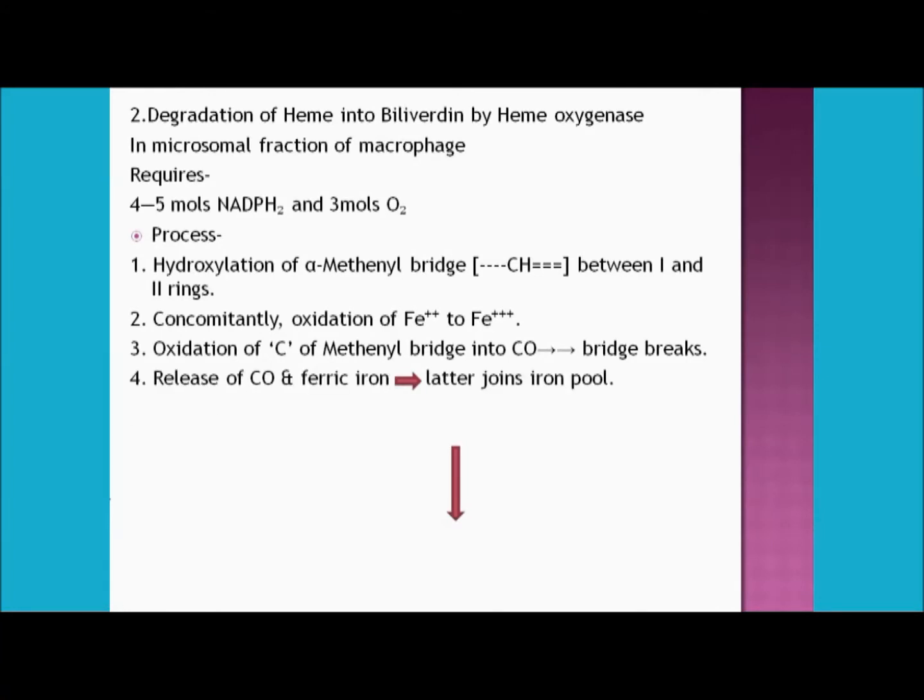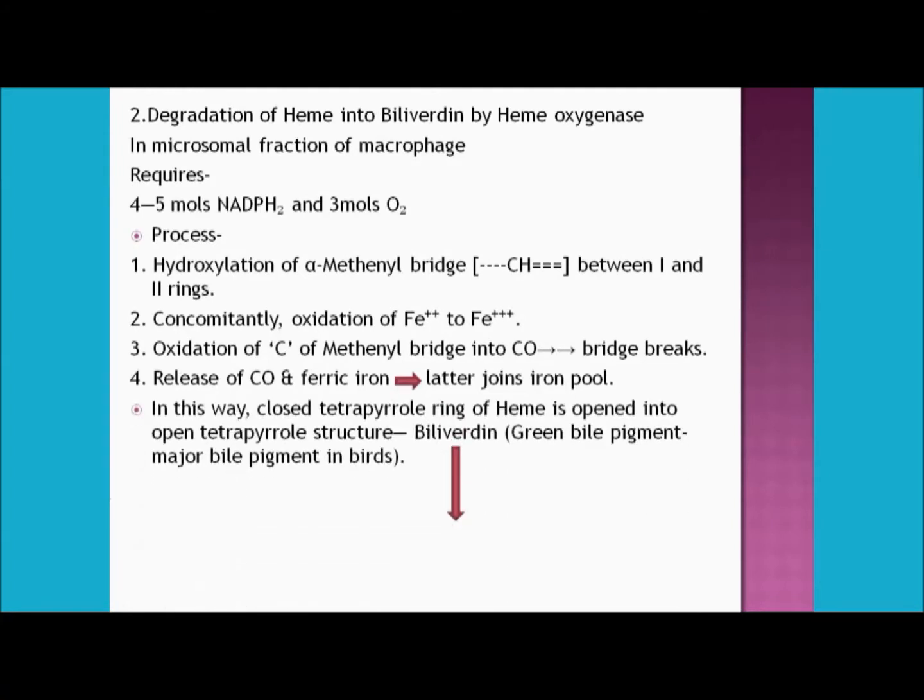down. And then the next step is the release of the CO, and a ferric iron later joins the iron pool in the body, and in this way the closed tetrapyrrole ring of the heme is opened into the open tetrapyrrole structure, and this biliverdin, the green bile pigment, major pigment in the bird, actually is released in the cytoplasm of the reticuloendothelial cells.